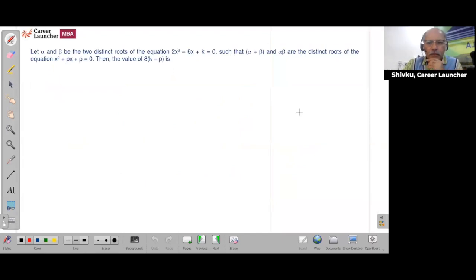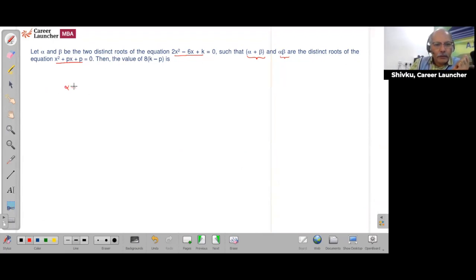Okay. This is again a straightforward question. This should have been done. Somebody who knows how to solve quadratic equations should have done this question. Alpha and beta are the two distinct roots of this particular equation, such that alpha plus beta and alpha beta are the roots of this equation. Cool. I think it should be fairly simple.